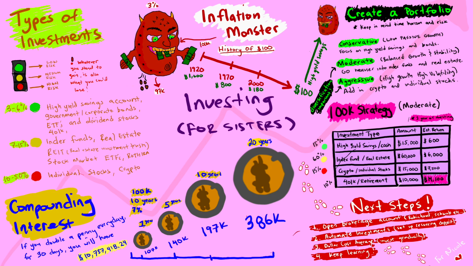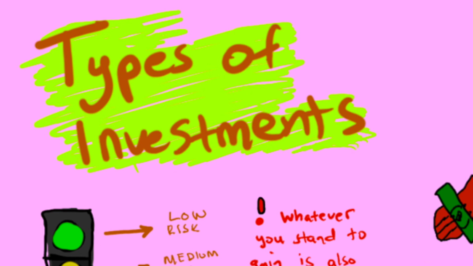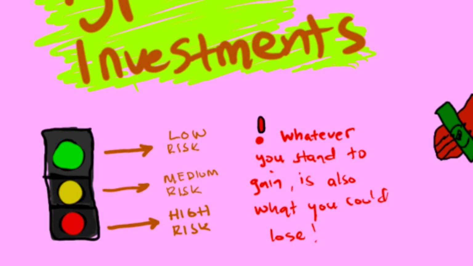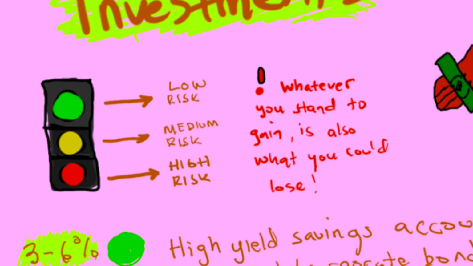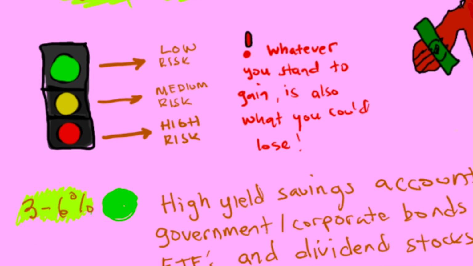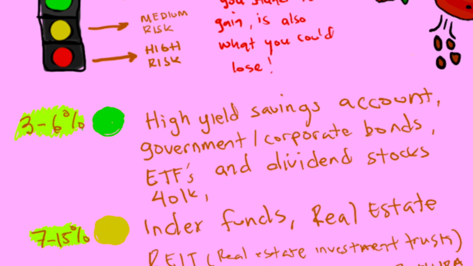So let's begin by talking about the types of investments that are available to you. Investments generally fall into three categories: low risk, medium risk, high risk. The level of risk is associated with how much you could possibly gain or lose from any given investment. Let's zoom in on low risk investments. When we talk about these types of investments, we're talking about high yield savings accounts, corporate bonds, ETFs, 401ks, dividend stocks. These low risk investments generally give us modest returns, 3 to 6%.